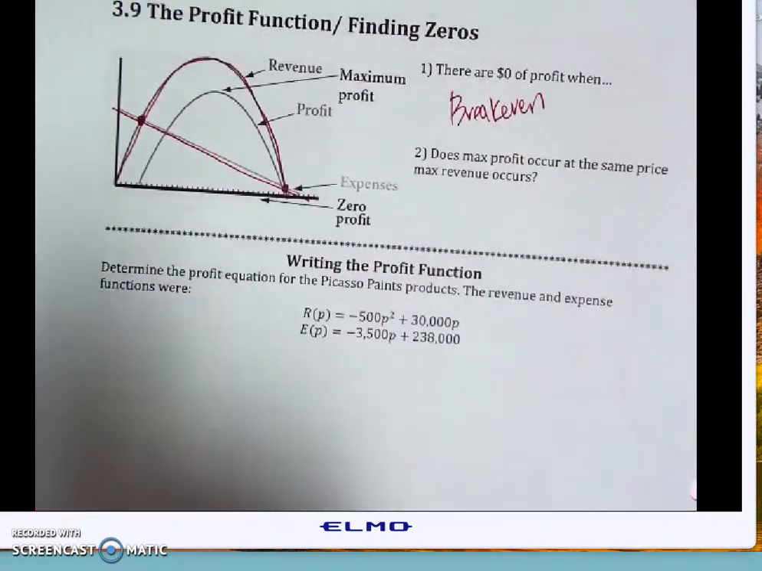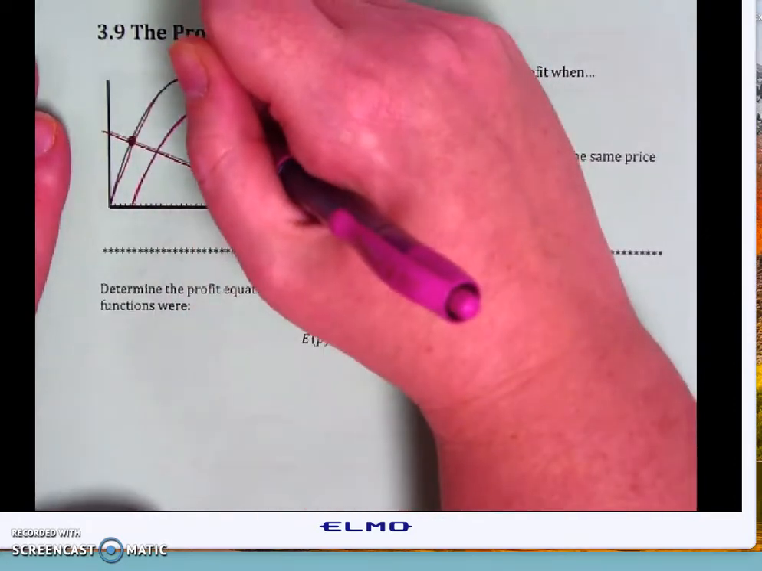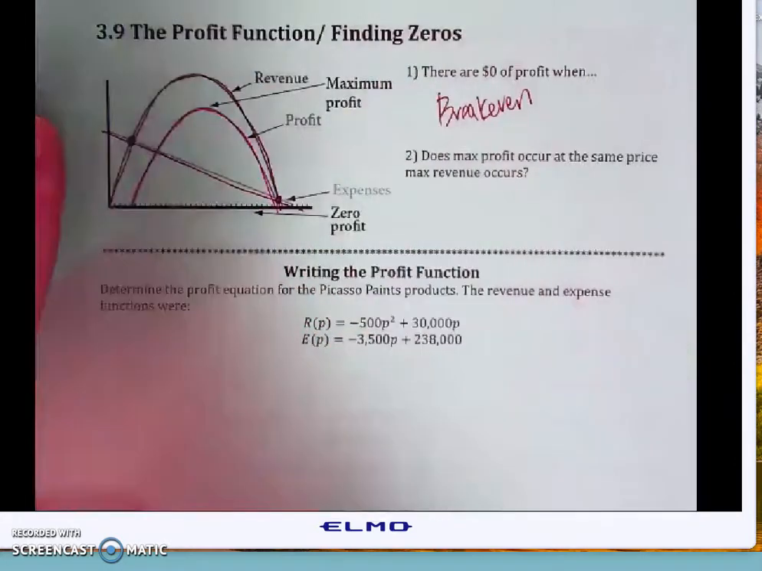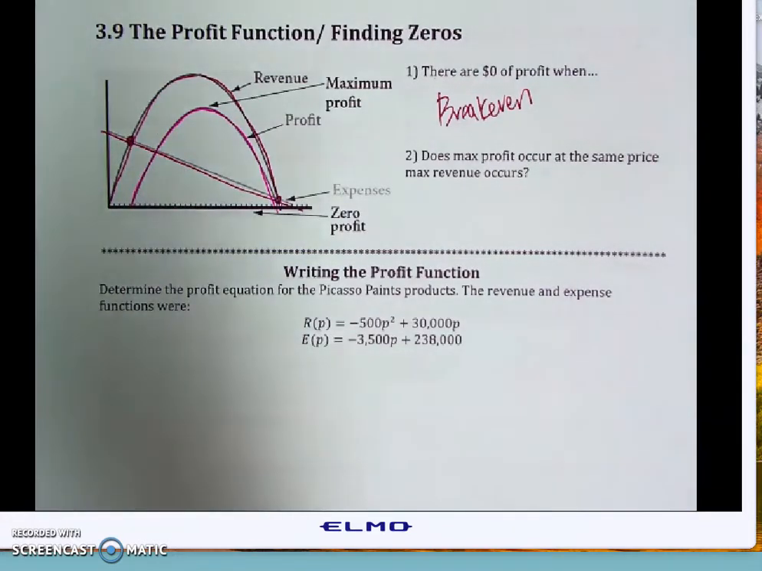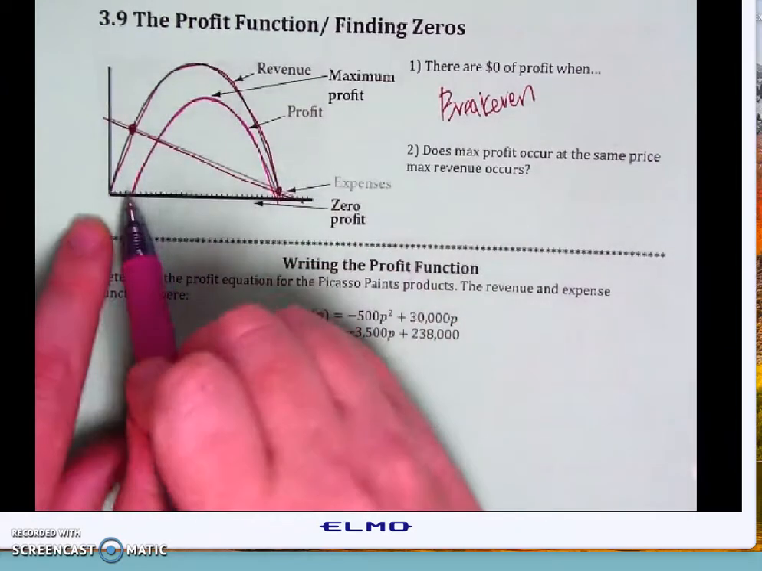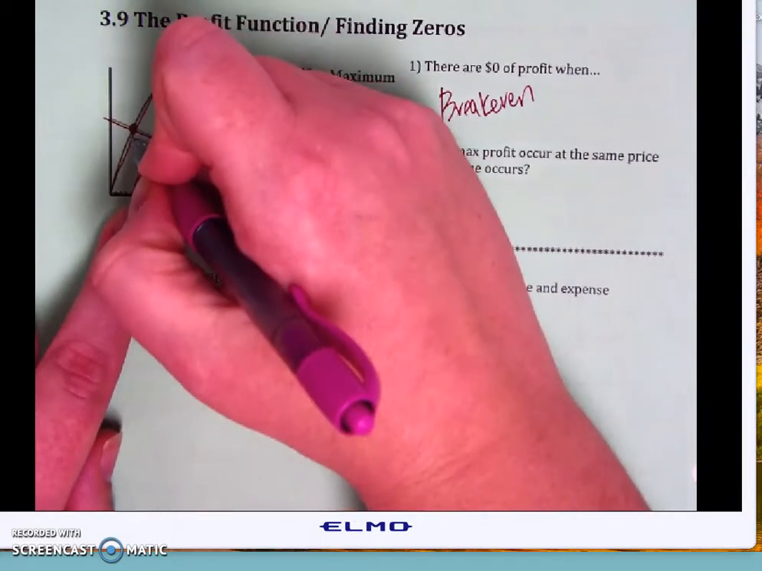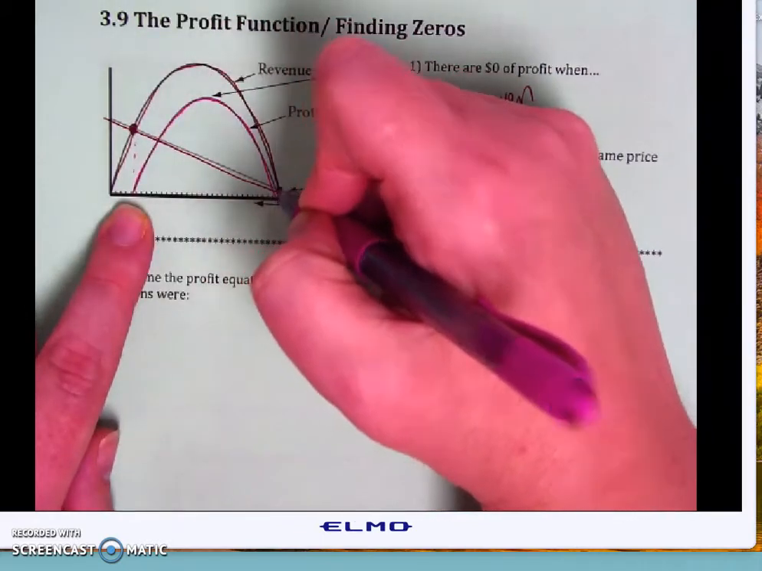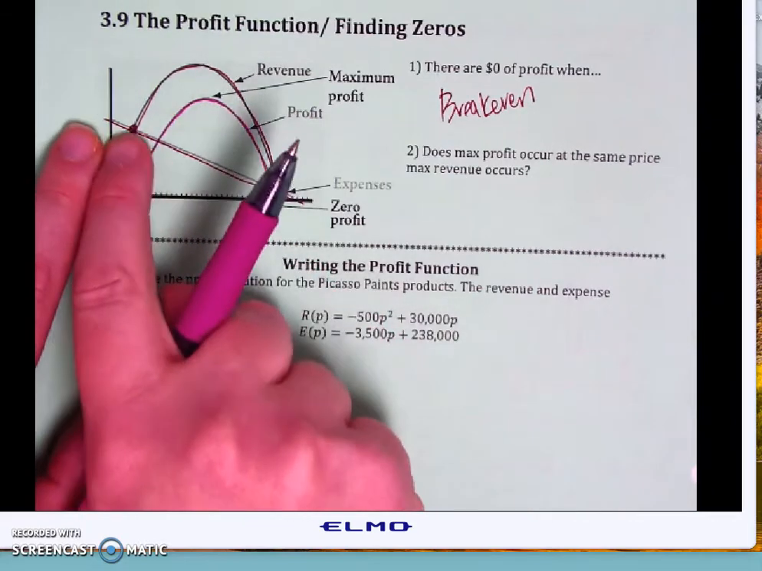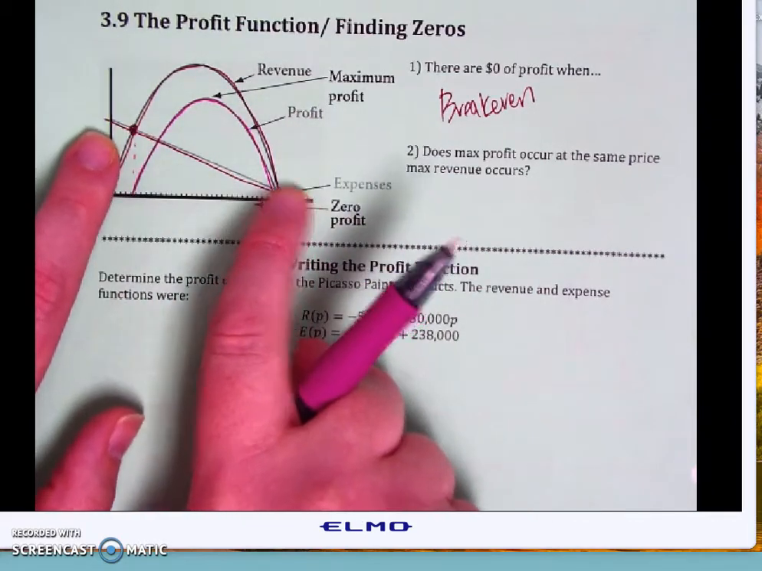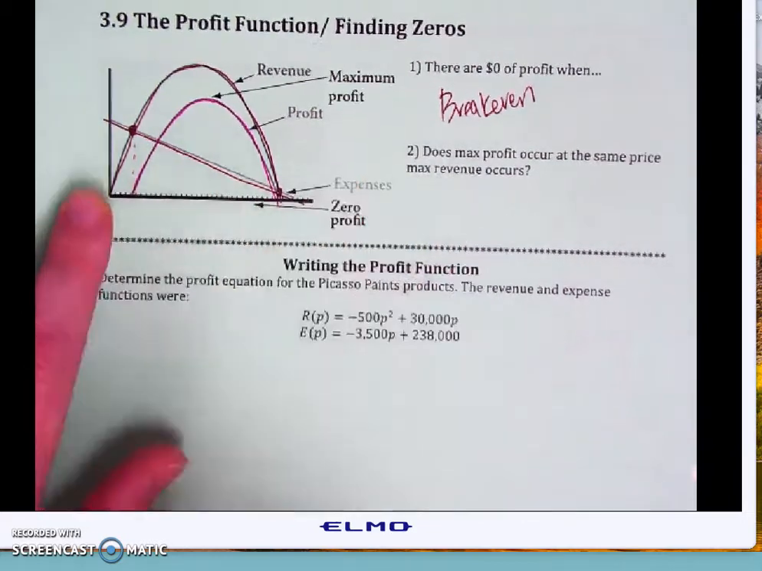Okay. Now this pink graph is the new profit equation. Well, on the profit equation, when is there zero profit? Well, when it crosses the x-axis, because that would be where profit is 0. Notice how it's the same x value, so it's the same price as the break-even. We're basically taking this x-axis, or the expense line, and we're sliding it down to become the x-axis.